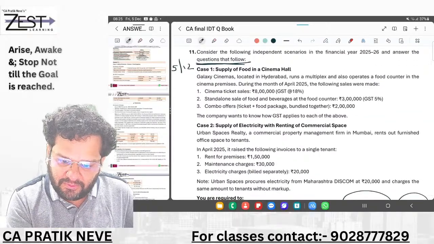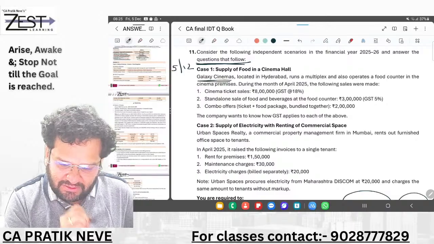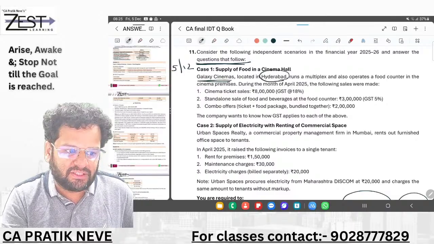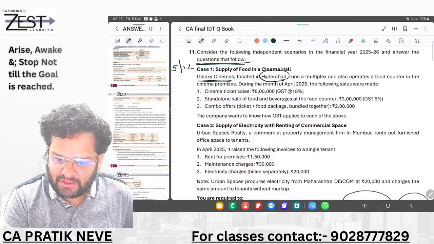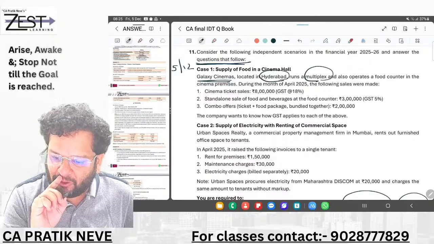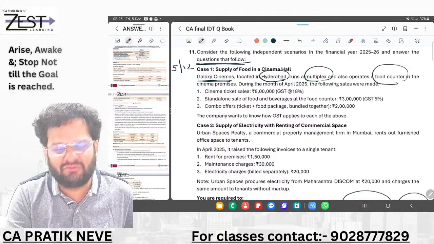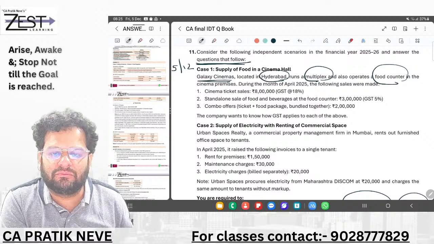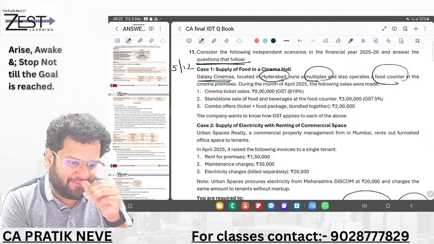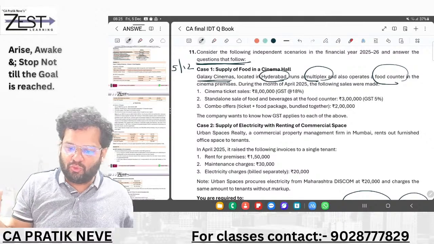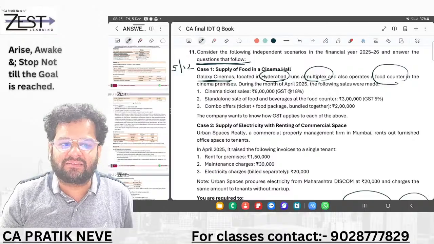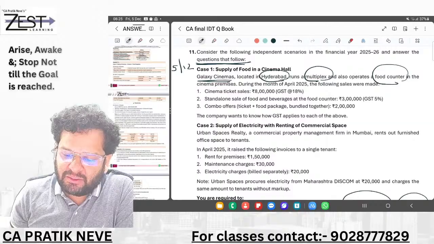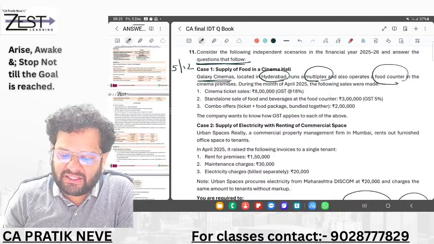Case 1. Galaxy Cinemas, located in Hyderabad, runs a multiplex and also operates a food counter. Very obvious. If you go to Inox or any good theater, they will have a movie theater as well as food counters in the cinema premises. During the month of April, the following sales were made.